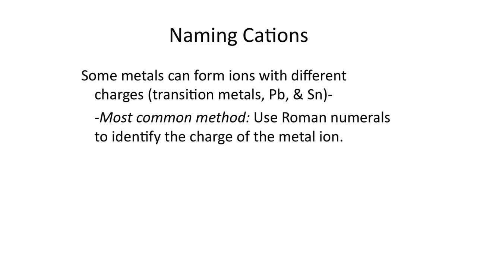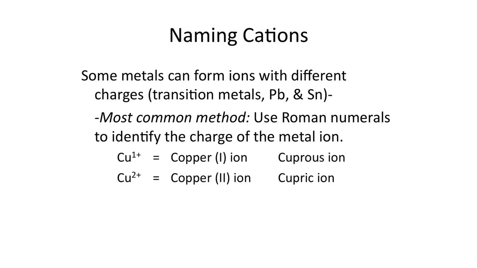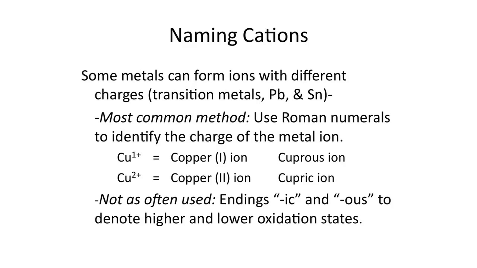There are two different ways to do this. The most commonly used method is to use Roman numerals in the name to identify the charge of the metal ion. For example, if I had a copper +1 ion, I would call that the copper 1 ion. If I had a copper ion with a charge of +2, I would call that the copper 2 ion. An alternate way to do this would be to use the endings "ic" or "us" to denote higher and lower oxidation states. This method isn't used a whole lot anymore, so in this tutorial, we will just be using Roman numerals to identify the charge of the metal ion.